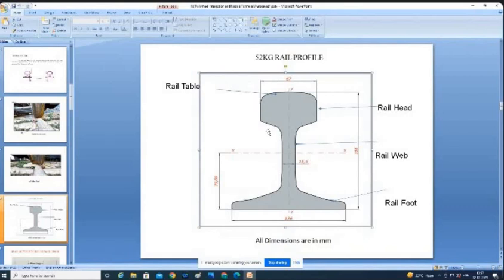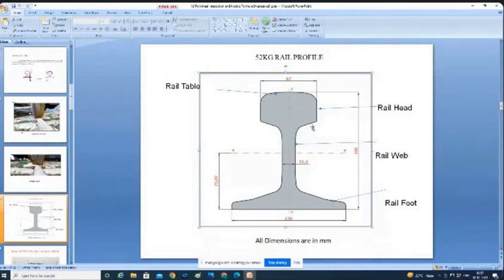A rail head is this. This bottom portion, that means below the rail head, we will call it the rail web. The bottom is the rail web, that means in between the rail foot and this one we will call it the rail web. The bottom portion is called the rail foot. So mainly these four parts are important: the rail table, rail head, rail web and rail foot.